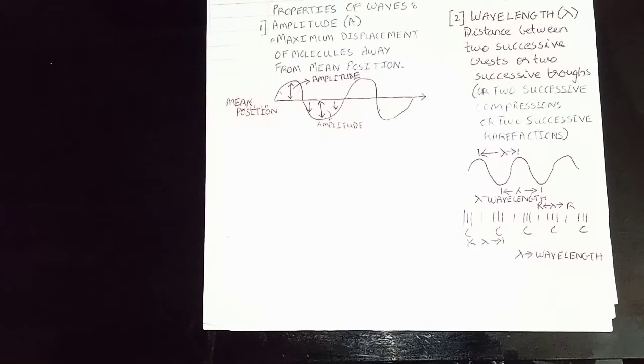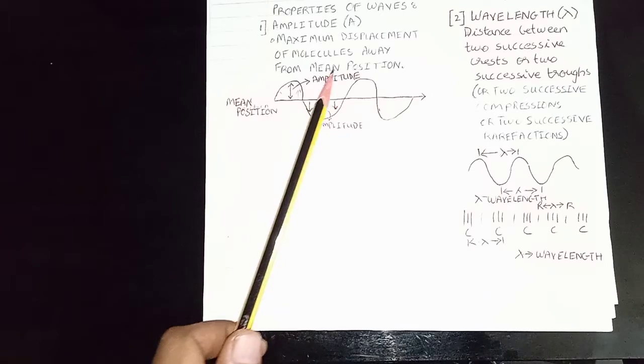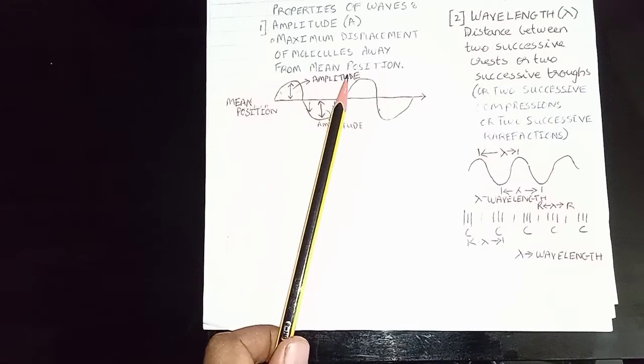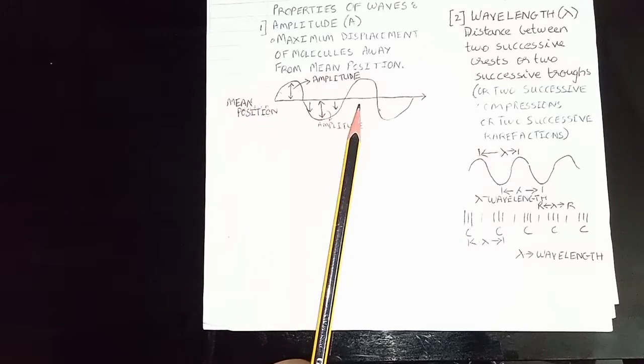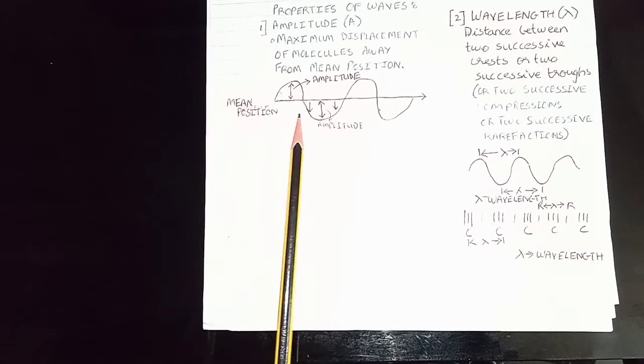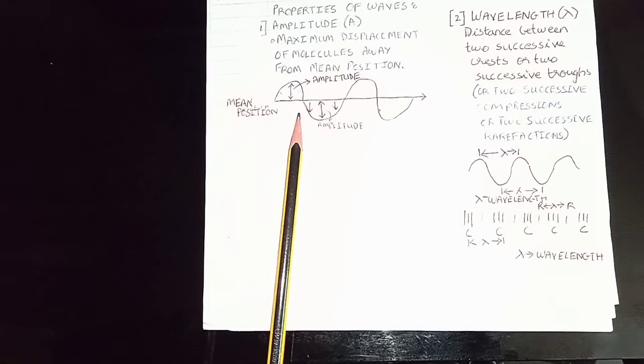Hello students, last time we had seen the properties of waves, so we will be going through it once again. First property of wave is the amplitude. The amplitude is the maximum displacement of the molecules away from the mean position. We had already discussed this is the mean position and the maximum displacement is called the amplitude.